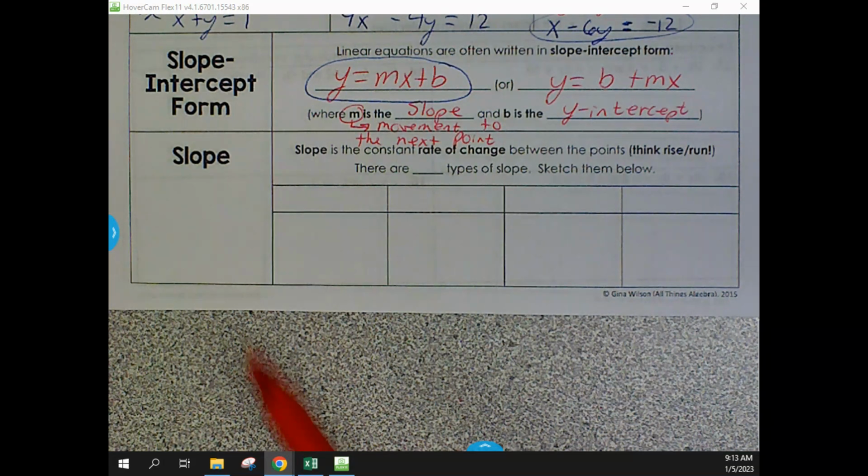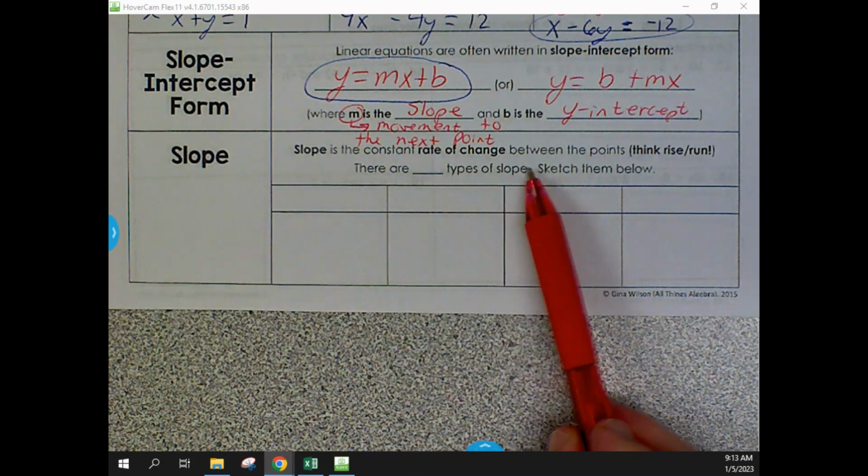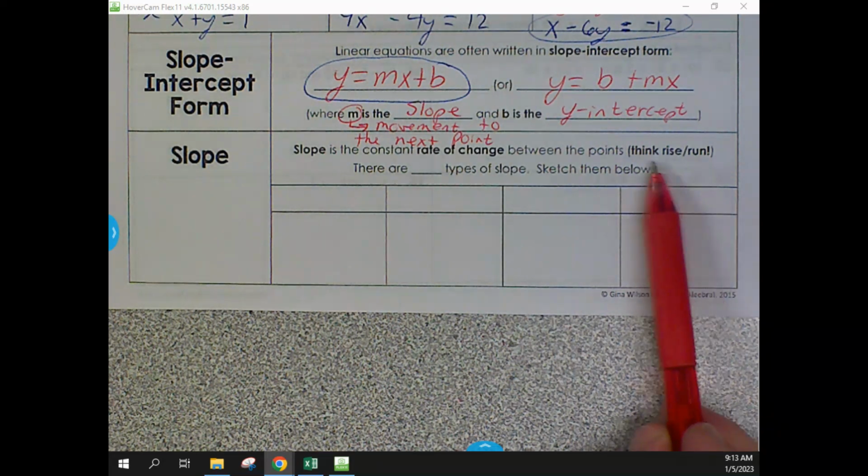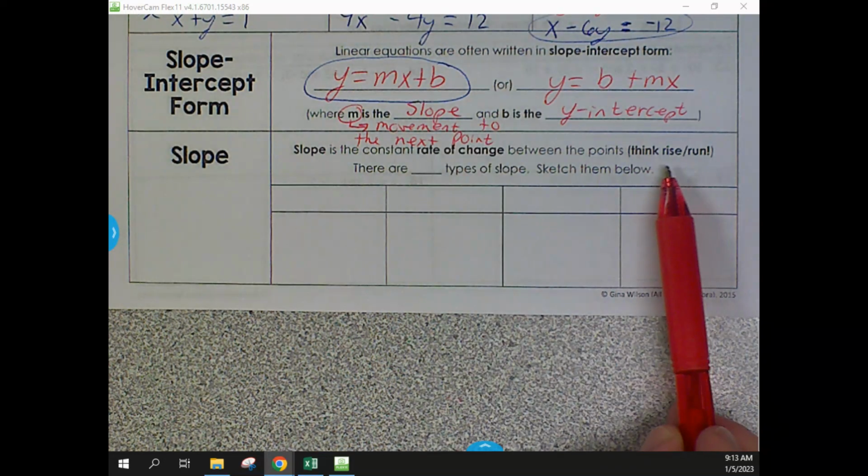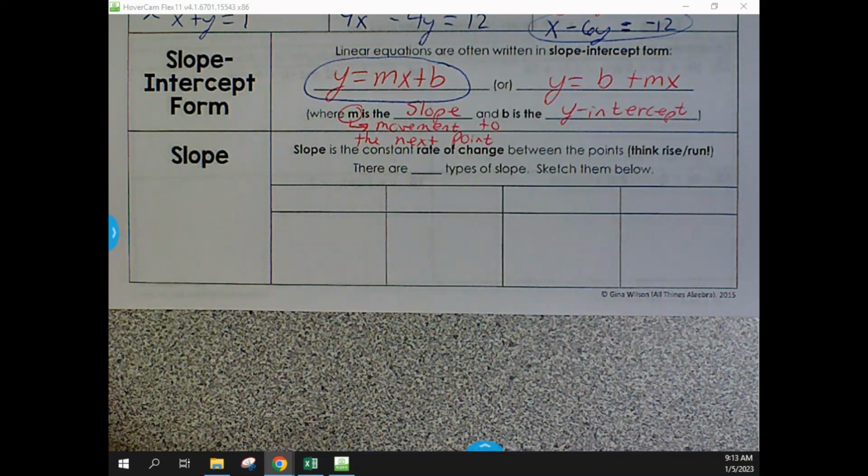If you look below this one, it says slope is the constant rate of change between the points. Think rise over run, which is what we're talking about here. Remember, that tells you to go up 5 and over 2, or down 6 and over 7, whatever it is. To me, the M stands for the movement because it tells you how to move to get to the next point. You go up 5 and over 3, or down 4 and over 1. To me, it's always the movement of how you get from one point to the next point.